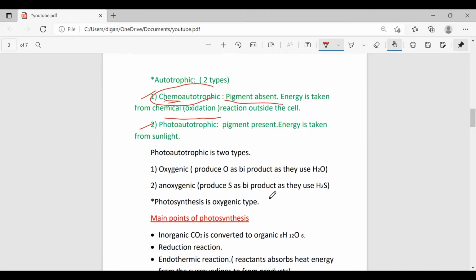And in photoautotrophic nutrition, pigments are present because they can trap the light energy. So in photoautotrophic nutrition, light energy is taken and then with the help of this light energy, food is produced.